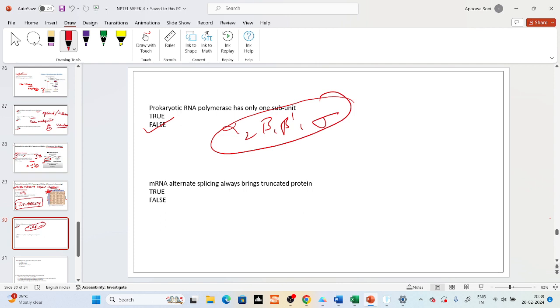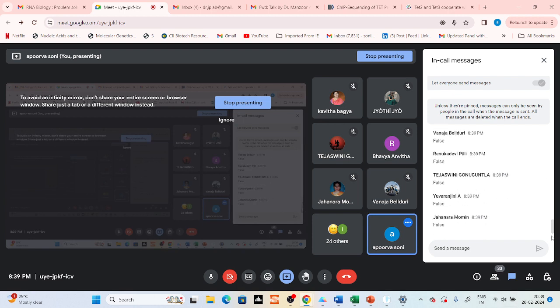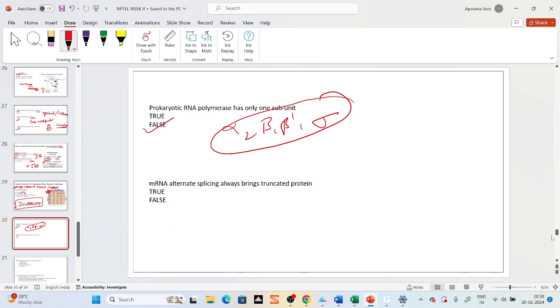Then, mRNA alternate splicing always brings truncated proteins. True or false? Does alternative splicing always bring us truncated protein? True or false? So Jahanara, Yuvranjani, Tejaswini, Renuka Devi, and I'm sorry I'm unable to pronounce your name. I'll say you NG. So yes, you all have answered it correctly that mRNA alternate splicing does not always bring out truncated proteins. Then next question.